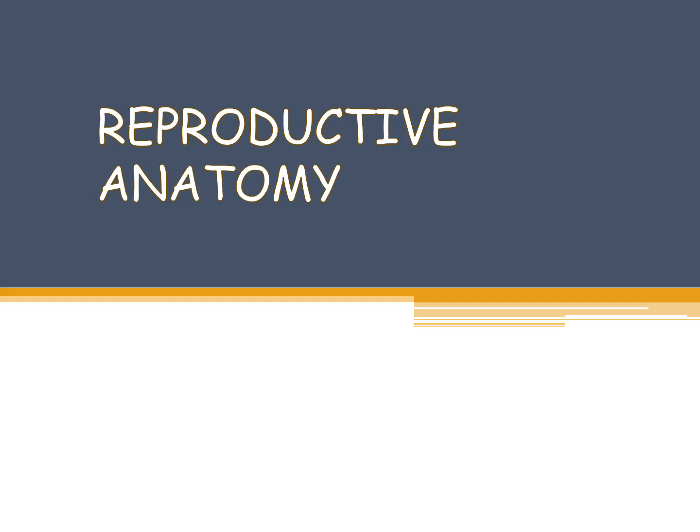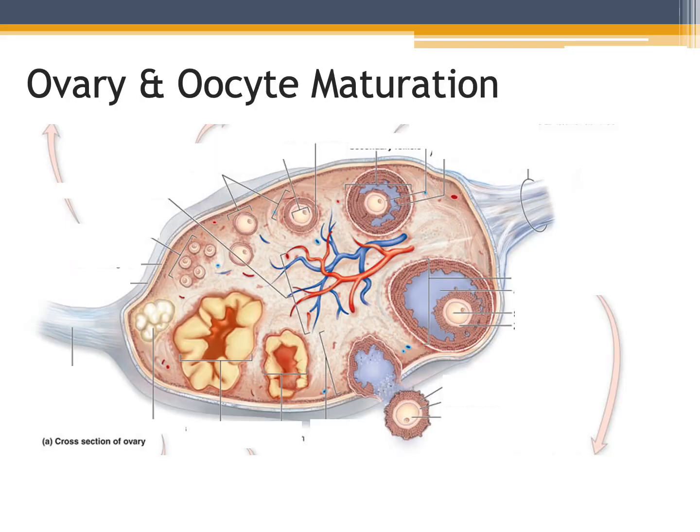Continuing with reproductive anatomy, let's take a look at the female reproductive system in terms of its anatomical structures. Let's look at what happens in terms of oocyte maturation and follicle maturation leading to the ejection of the ovulate.